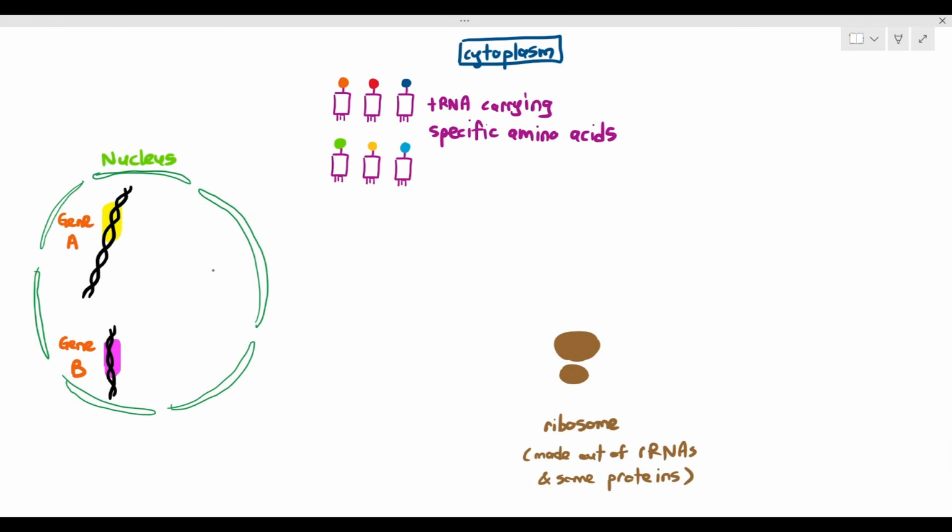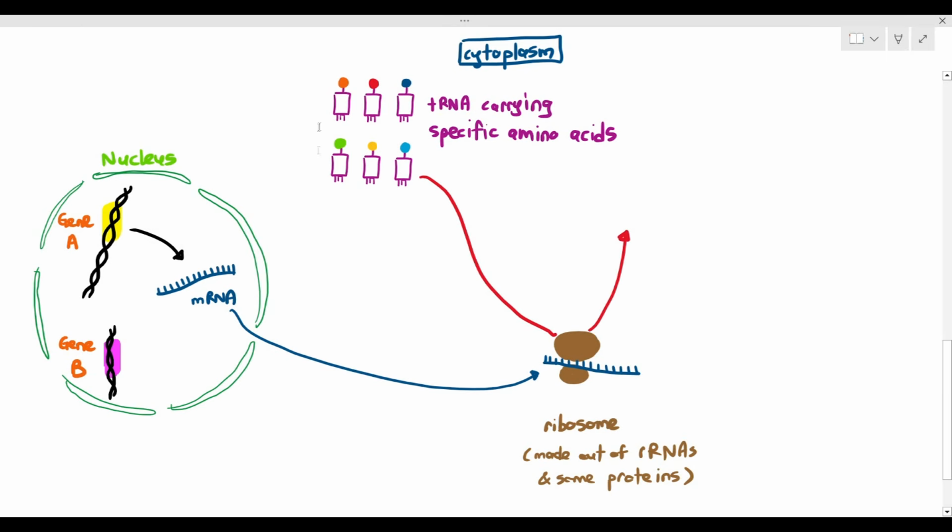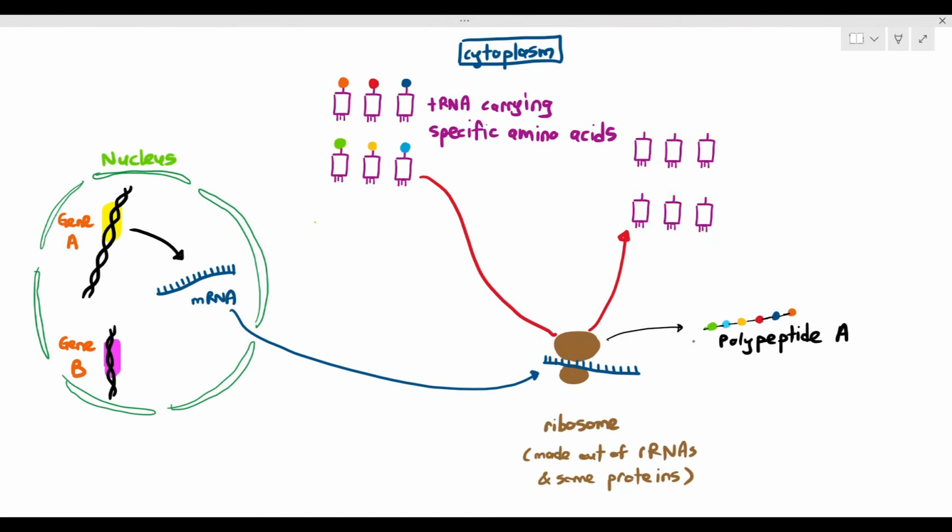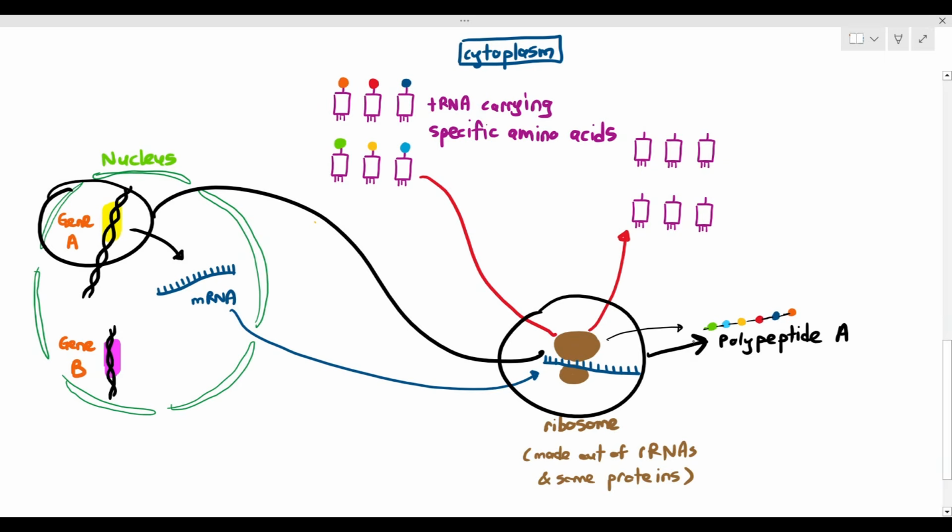First, let's say the cell wants to produce a particular type of protein. Gene A undergoes transcription, or gene A is copied to produce the mRNA. The mRNA will then move towards the ribosome, giving the information to the ribosome. Once the ribosome has the information, specific tRNA molecules will move towards the ribosome, bringing their amino acids. And when the ribosome receives the amino acids, it will synthesize the polypeptide. In this example, I'm going to call it polypeptide A. So gene A provides information for the cell to produce polypeptide A.